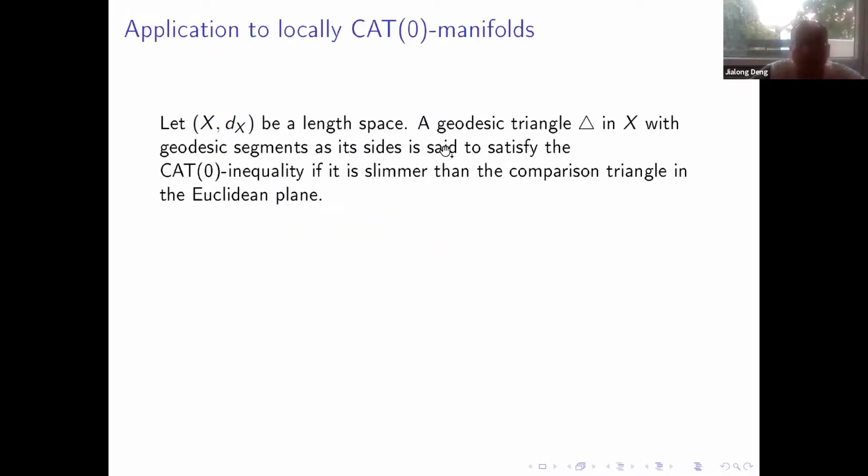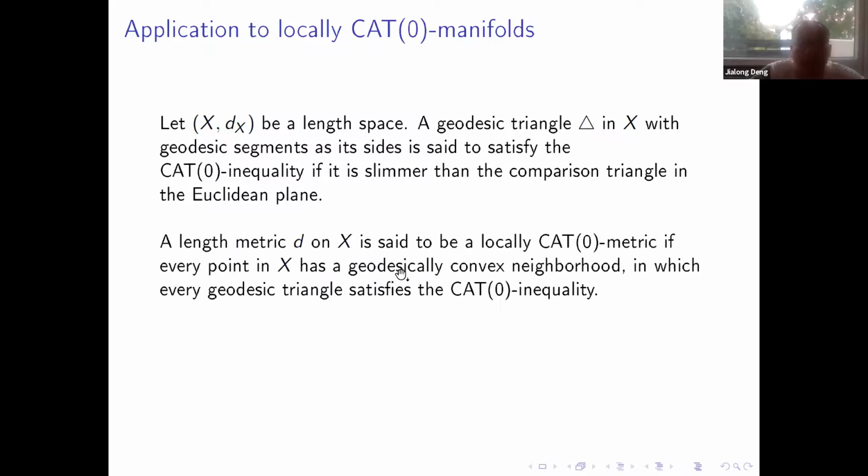And now I will give the definition of what is a length locally Cartesian metric. A geodesic triangle satisfies the Cartesian inequality if it's slimmer than the comparison triangle in the Euclidean plane. And a length metric is said to be a locally Cartesian metric if every point has a geodesically convex neighborhood, such that every geodesic triangle in it satisfies the Cartesian inequality.